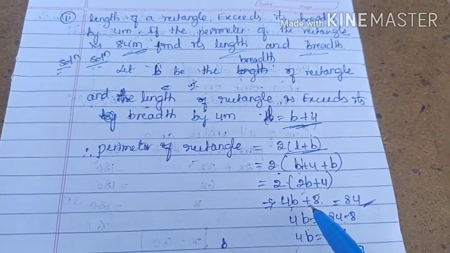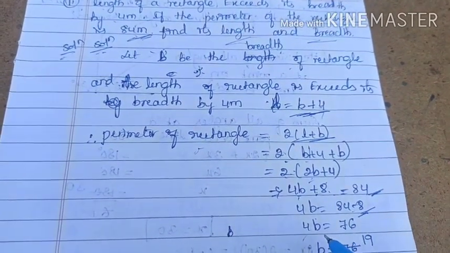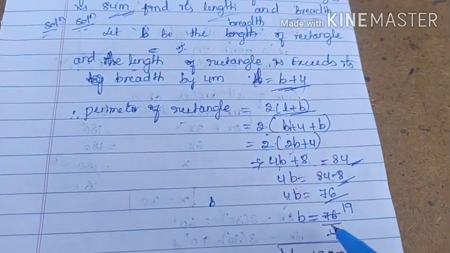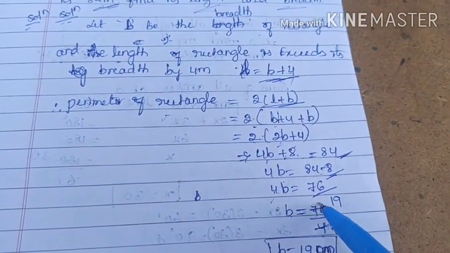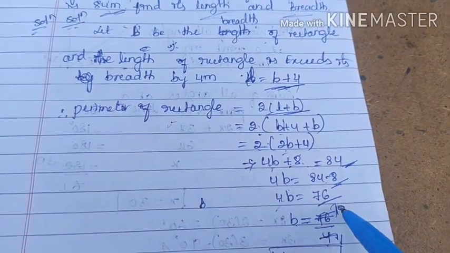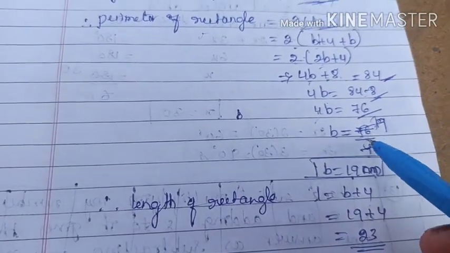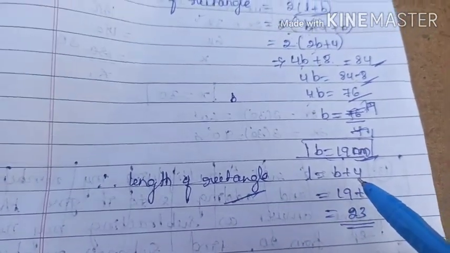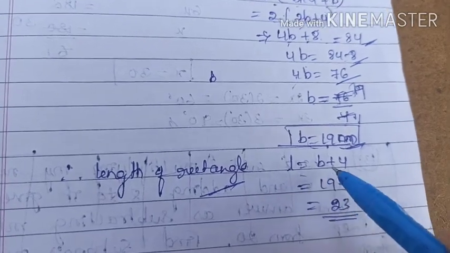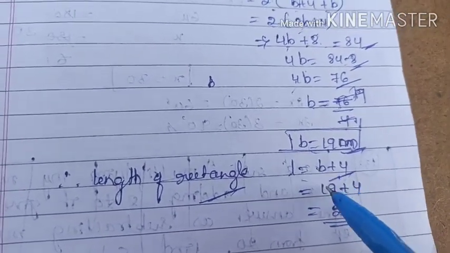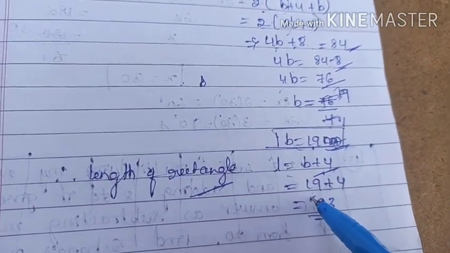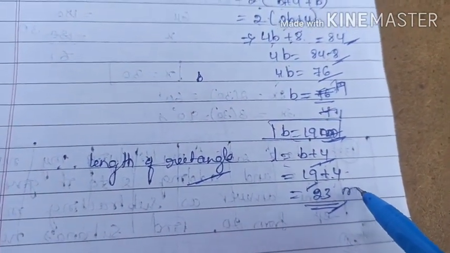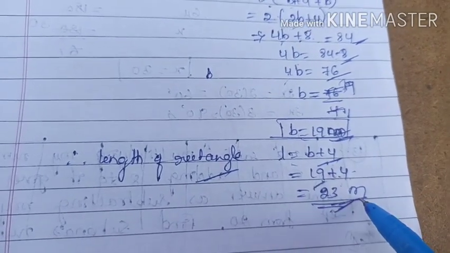4B is equal to, sending this plus 8 to the RHS, it becomes minus 8, which equals 76. B is equal to 76 by 4. 4 ones are 4, 4 nines are 36, so 4 nines are 36 and 4 ones are 4, giving 19. Therefore B is equal to 19 meters, and the length of the rectangle exceeds its breadth by 4. Therefore L is equal to B plus 4. B is 19 meters, that is 19 plus 4. 19 plus 4 is nothing but 23. Therefore the length of the rectangle is equal to 23 meters.